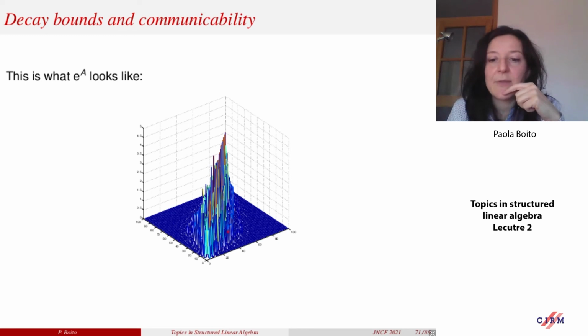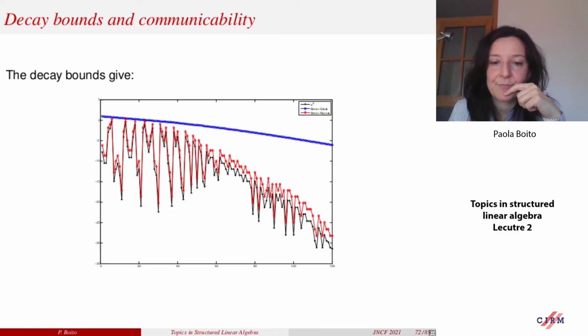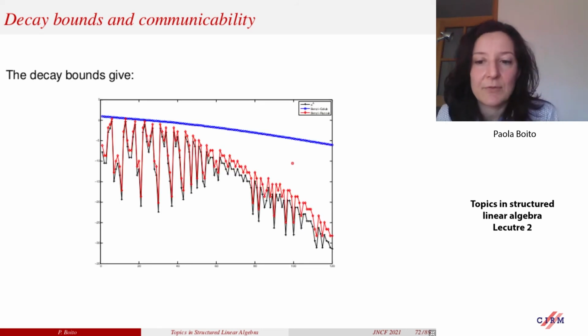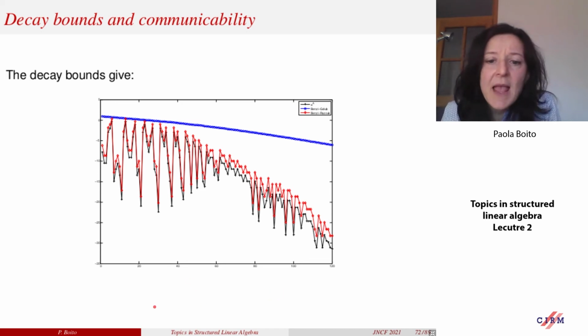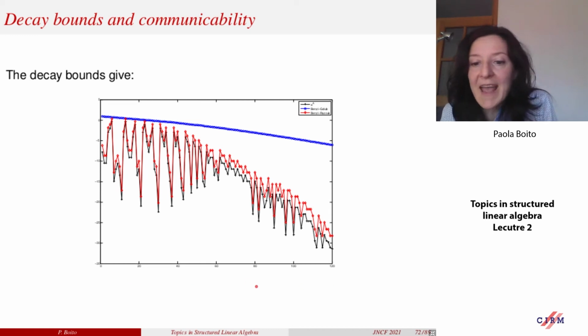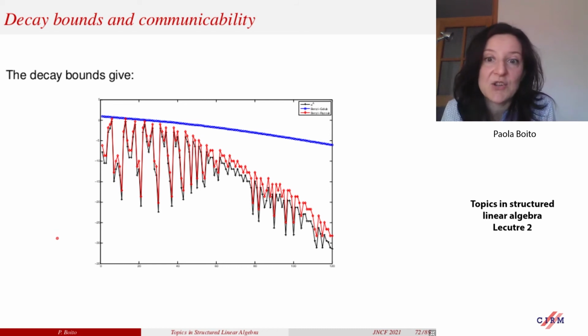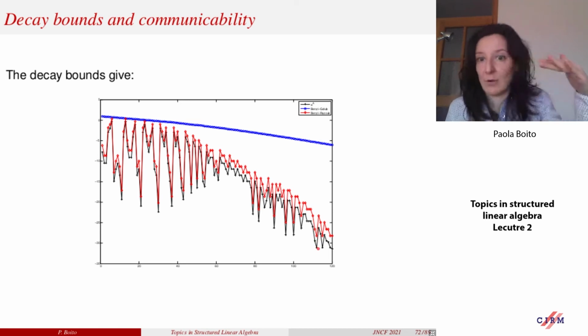So this is what the exponential of the reordered matrix looks like. You can clearly see the decay behavior, right? And this is what the decay bounds look like. Here I have taken one row of the exponential of the adjacency matrix, the first row. On the x-axis, I have the indices of the first row, and on the y-axis, I have the bounds and the exact values of the exponential. What we're looking at here in black are the values of the exponential on the first row, okay?